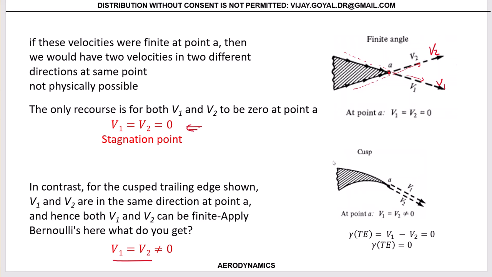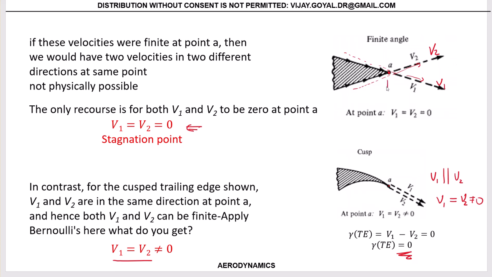Now the second idea is when we have the cusp. In the case that we have the cusp, v1 at the top, v2 at the bottom, you're seeing that these are parallel to each other. So therefore, the velocity has to be the same because the values themselves are not equal to 0, but the difference between velocity top and bottom has to be 0. This is just the consequence of the Kutta condition that says that your circulation around the stagnation point has to be a single value and it has to be equal to 0.